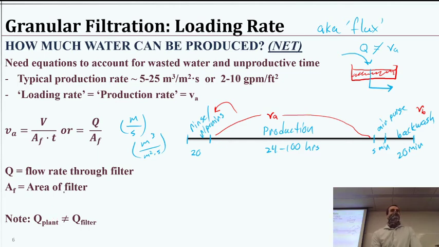You have a question? The 20 for the rinse, is that in hours or minutes? So here, this would be 20 minutes. The question was whether this 20 here is hours or minutes. So for rinse, typically that'll be like 20 minutes, yeah.